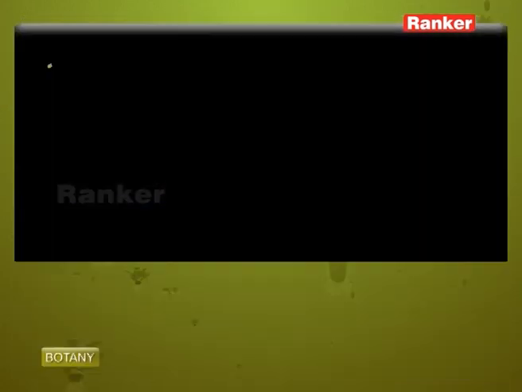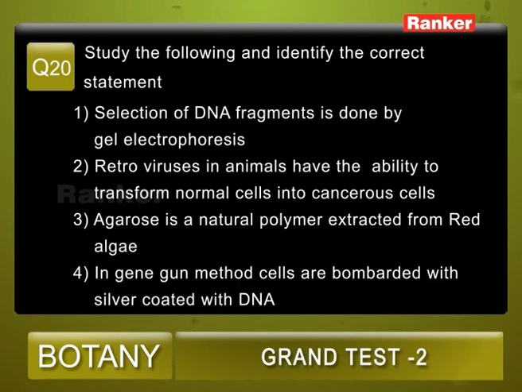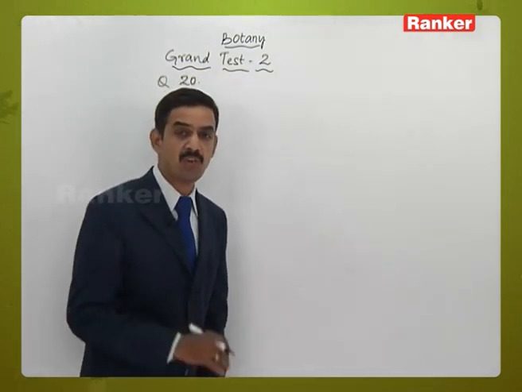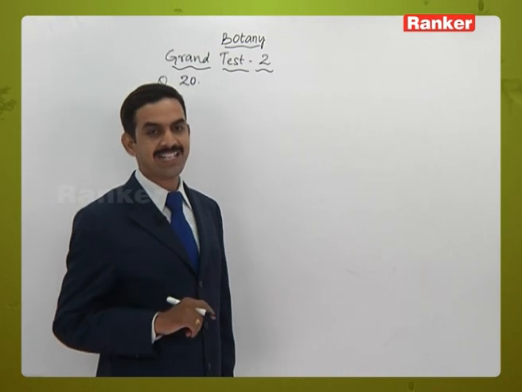Question number 20, study the following and identify the correct statement. Options: 1. Selection of DNA fragments is done by gel electrophoresis. 2. Retroviruses in animals have the ability to transform normal cells into cancerous cells. 3. Agarose gel is a natural polymer extracted from red algae. 4. In gene gun method, cells are bombarded with silver coated with DNA. Okay, from the given 4 statements we have to identify which one is the correct statement.